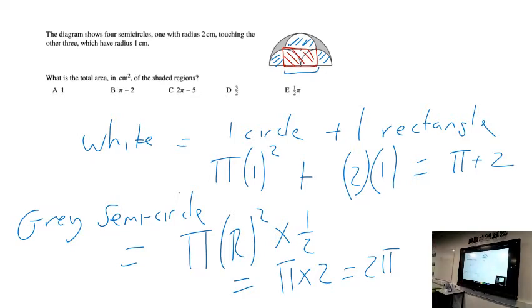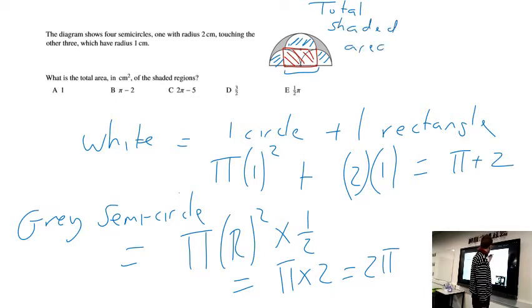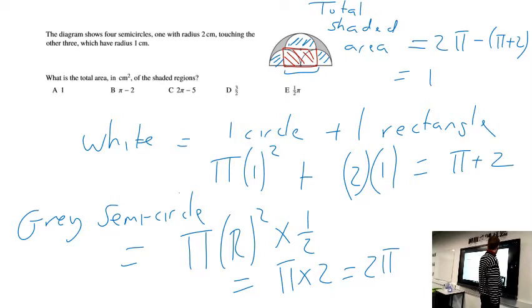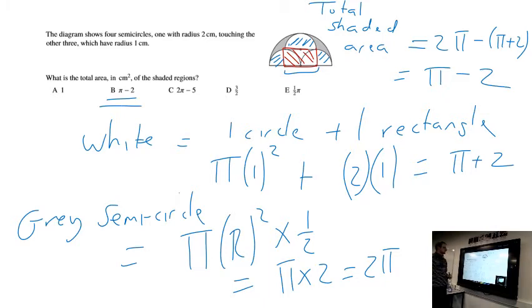Okay, so let's put everything all together. So the total shaded area is equal to the grey semicircle, which is 2 pi, minus pi plus 2. So that will be pi minus 2. So our answer is B.